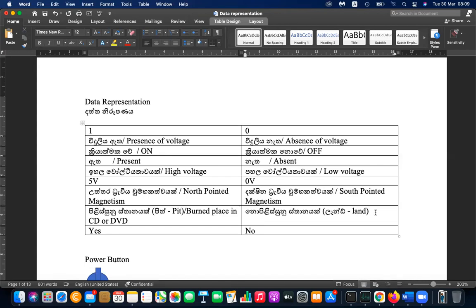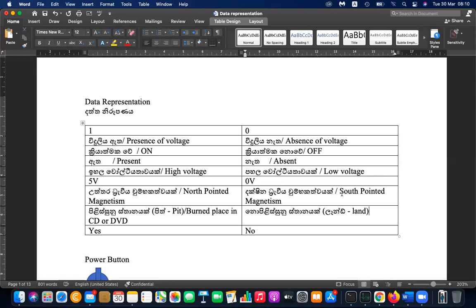On the other hand, absence of the voltage, off, absent, low voltage, 0 voltage, south pointed magnetism can be 0. This can be interchanged, right? One can say south pointed magnetism is 1 and north pointed is 0. One can say 0 volt is 1 and 5 volt is 0. Likewise, this can be interchanged because there are only 2 statuses, nothing else.